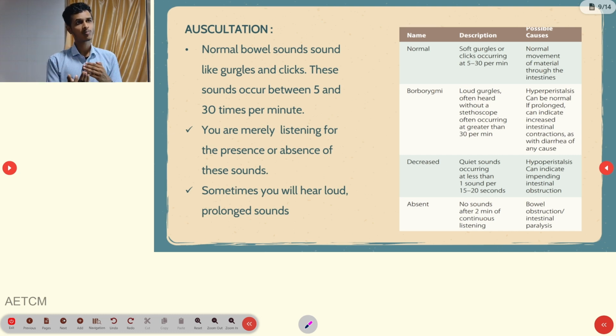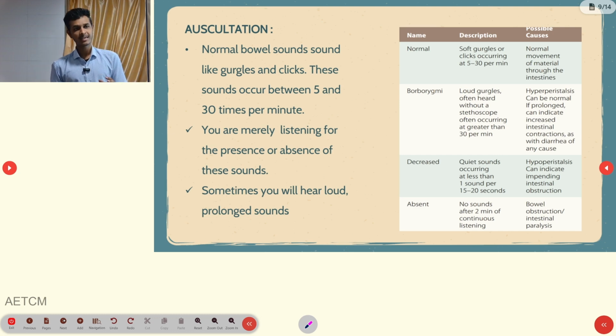If it is borborygmi, meaning increased hyperperistalsis, it can occur in normal cases also, and because of diarrhea it can occur. Here the nature of the sound is a loud gargle sound, often heard without a stethoscope. It may be greater than 30 per minute.